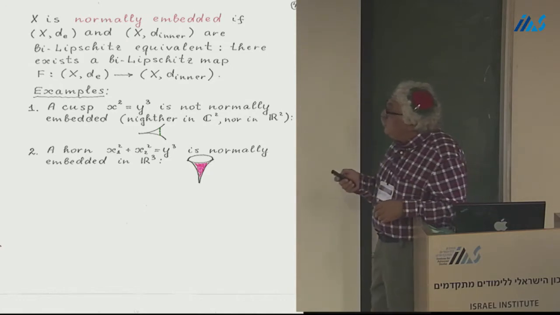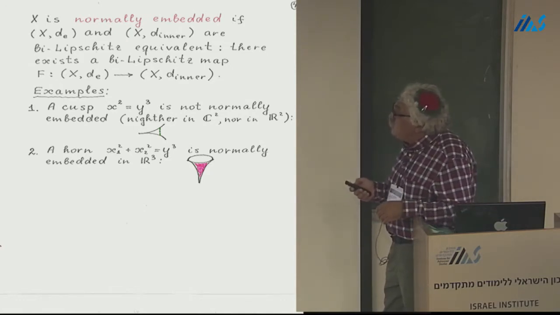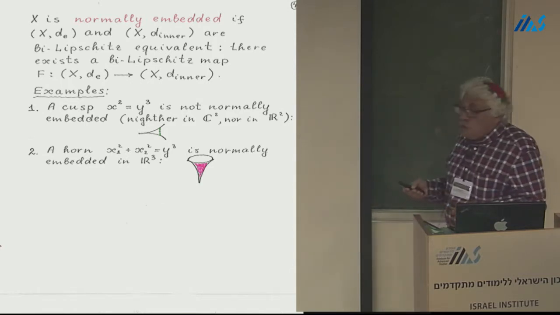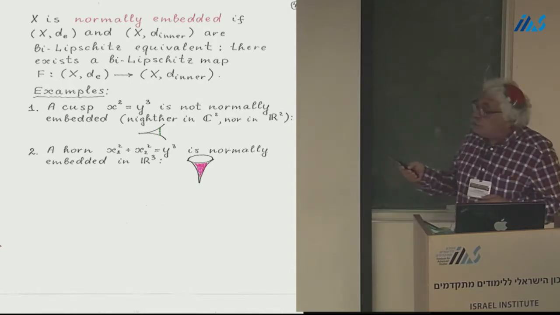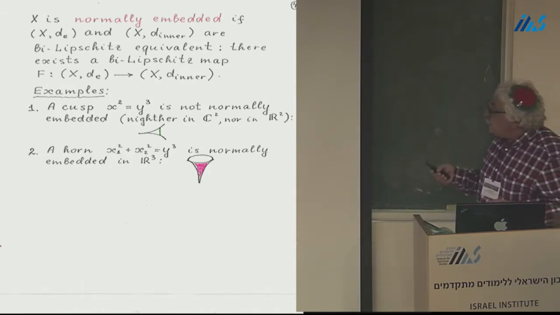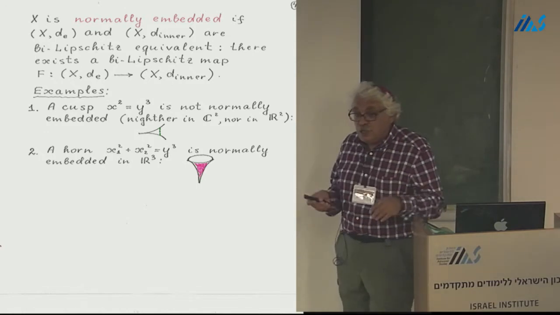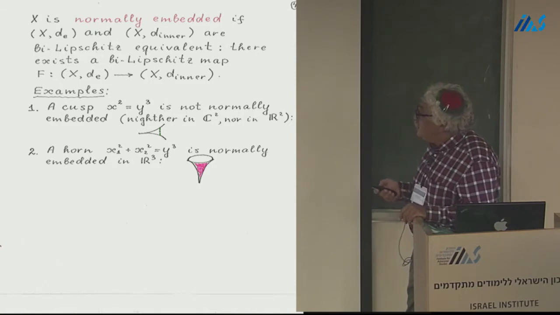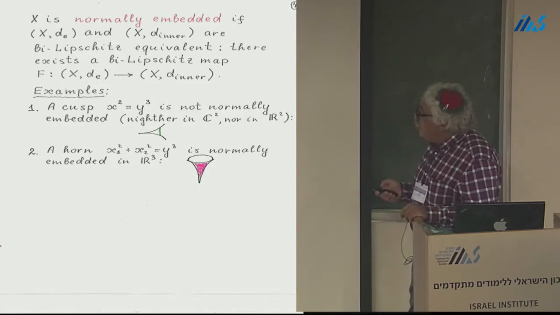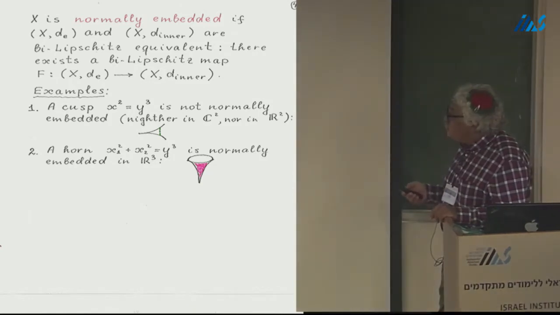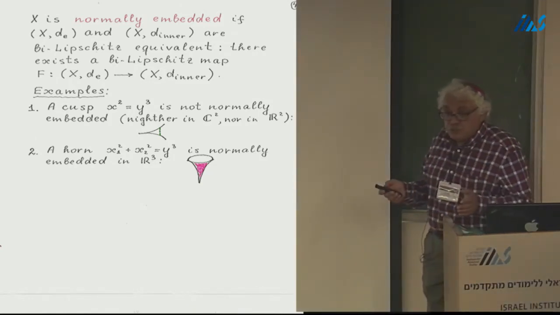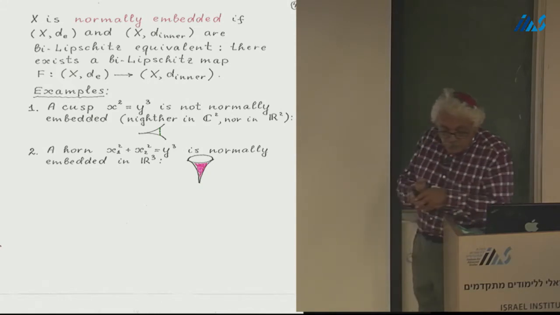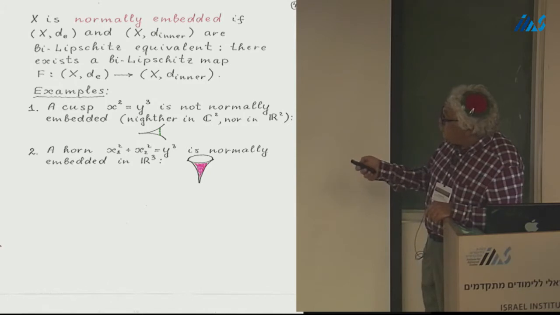So we take these two metrics, the Euclidean, the outer metric, and the inner metric, and they are normally embedded if they are Bi-Lipschitz equivalent as subsets. Then the examples are like this: if you have just a curve, then it is not normally embedded, right? If you have a single curve, it's not normally embedded because you have two distances.